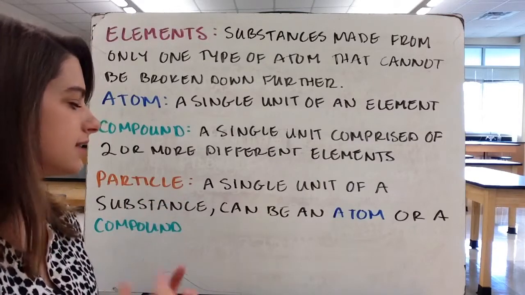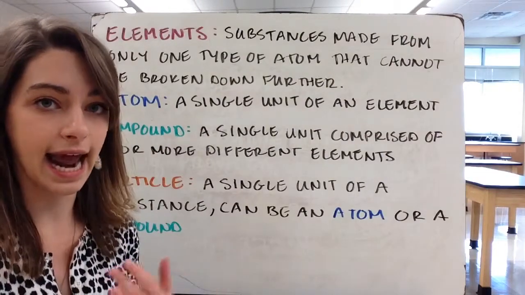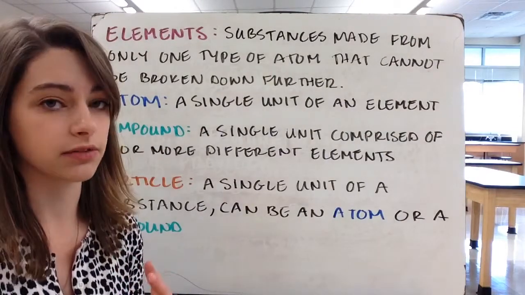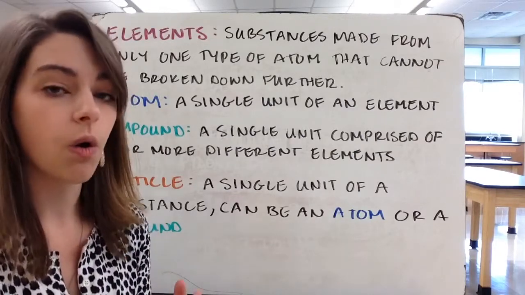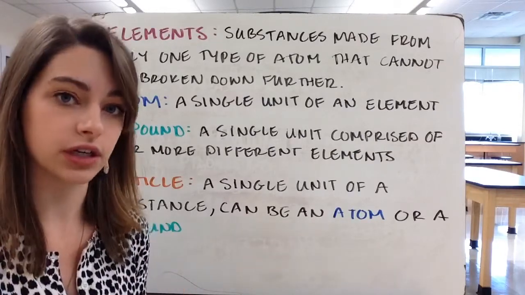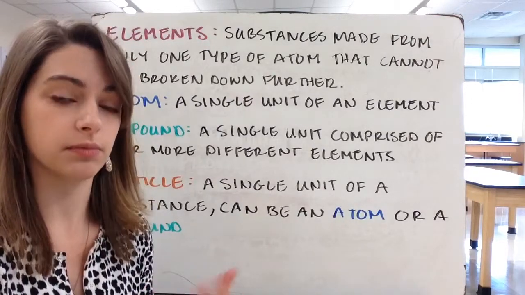We've been using the word particle a lot in this class, and now we can expand our definition of a particle. We can say that it's a single unit of a substance, and that single unit can either be an atom, or it can refer to a compound. So we can have a particle of water, or we can have a particle of hydrogen. A particle of hydrogen would be an atom. A particle of water would be the compound.